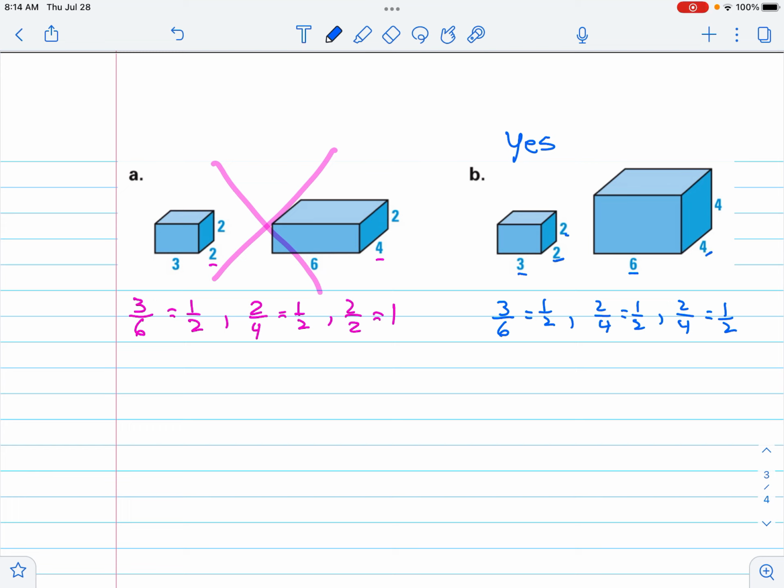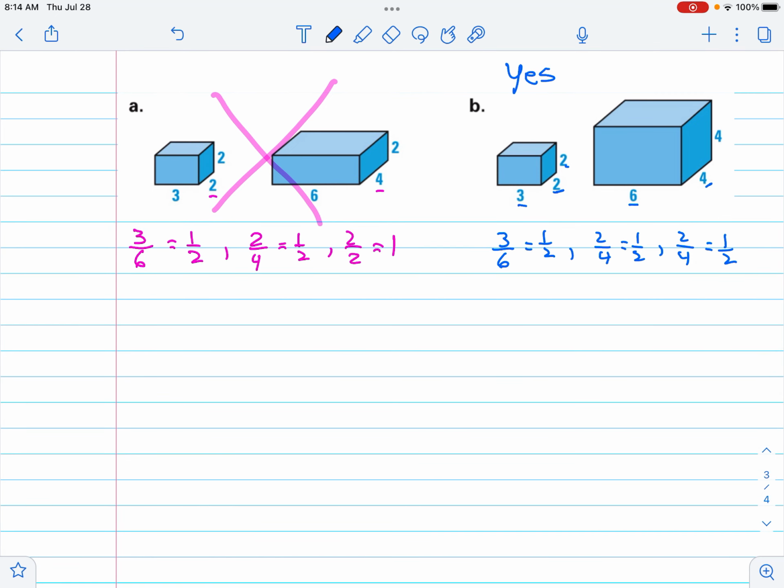Now I want to compare the surface area and the volume of these. So here's what we're going to do. Notice that the scale factor is 1/2. Now I want to calculate, first of all, for B, this smaller one. I'm going to calculate the smaller surface area first of all.